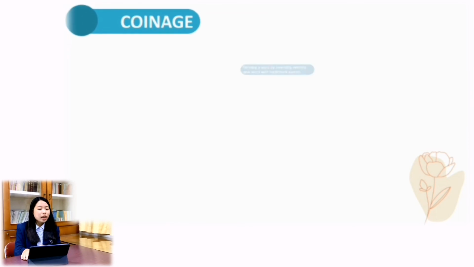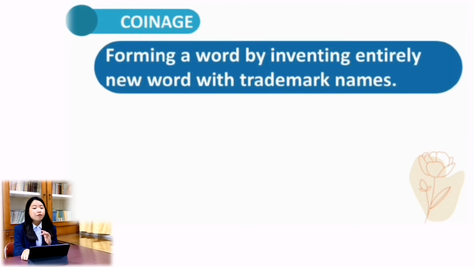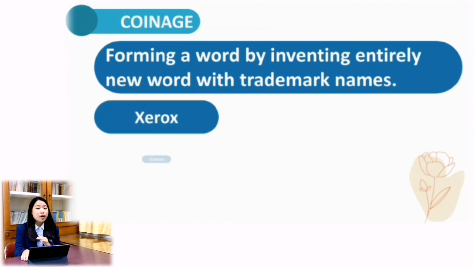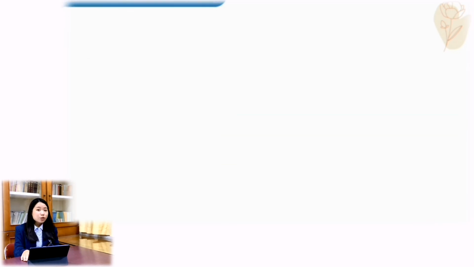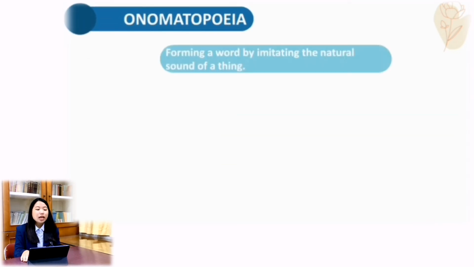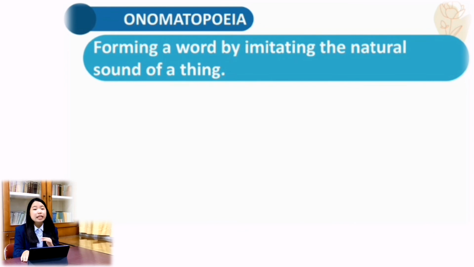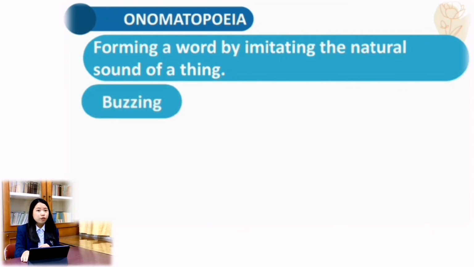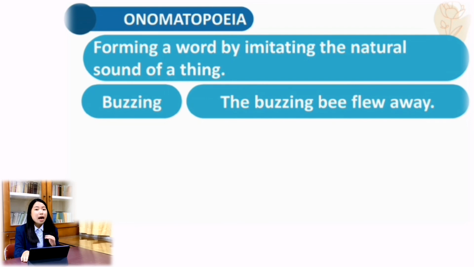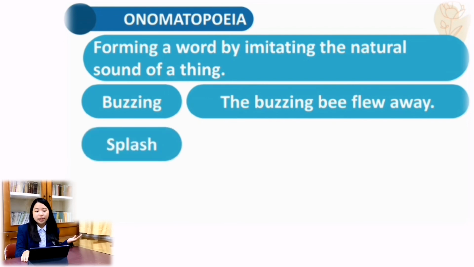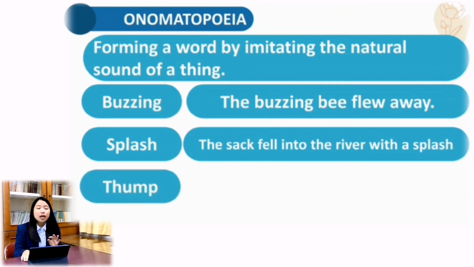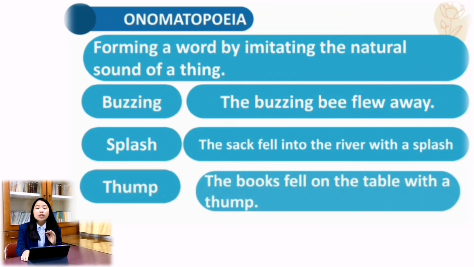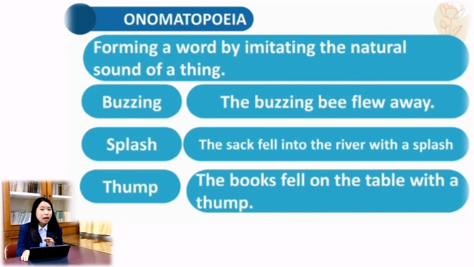The next one is coinage. Coinage is forming a word by inventing an entirely new word, such as trademark names. For example, Xerox, Kleenex, and Nutella. Then the last one is onomatopoeia. It is forming a word by imitating the natural sound of a thing. For example, buzzing: "The buzzing bee flew away." Splash: "The snake fell into the river with a splash." And then the last is thump: "The books fell on the table with a thump."